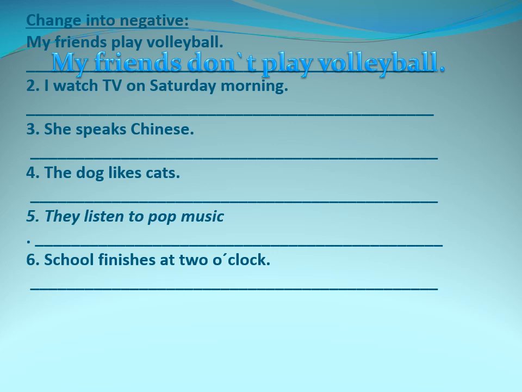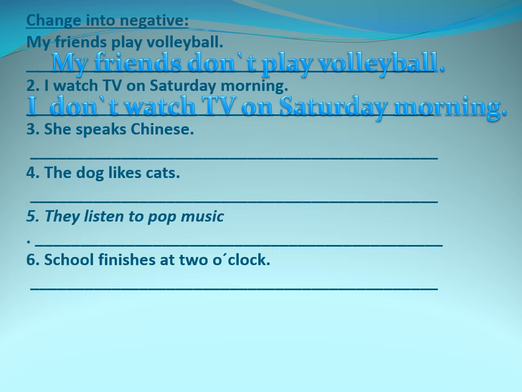Okay, what about number 2? I watch TV on Saturday morning. So the verb here is watch. Do you have s in the verb? Of course not. So I put don't also. So I'll say I don't watch TV on Saturday morning.